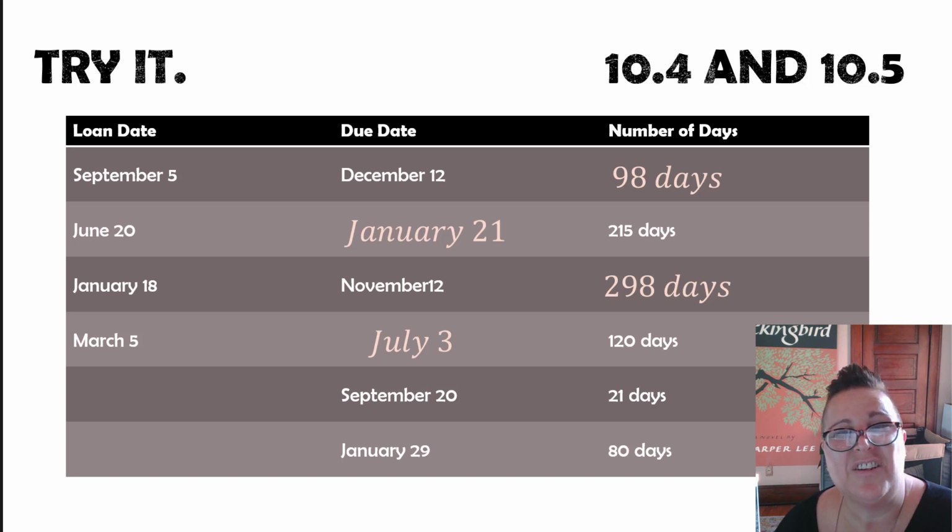And these last two are a little bit harder, because if the due date is September 20th and I know the number of days in the loan is 21, I want to find the date of September 20th and not add, but subtract the number of days. So I'd find September 20th, what day is that? And I'd subtract 21 to get.